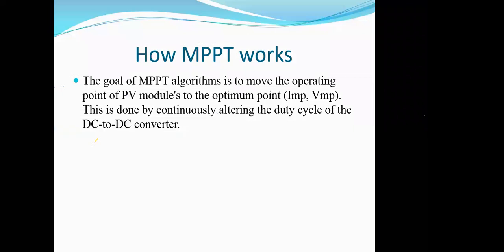So how does MPPT work? The main aim of MPPT is to make the PV module operate at that point, IMP, VMP, which are the reference points. And this is done by a DC to DC converter. As I've already discussed, the output of the PV panel is DC. So we use a DC to DC converter to track that maximum point, VMP and IMP.